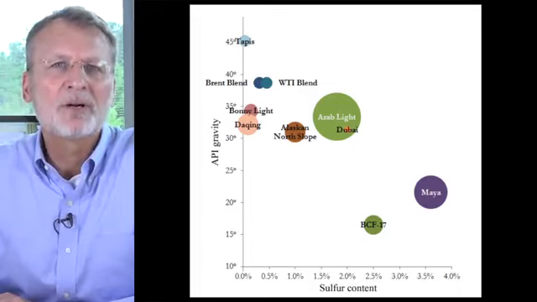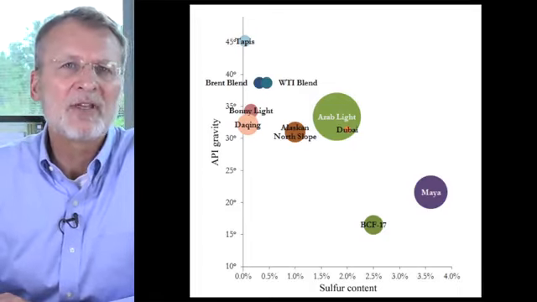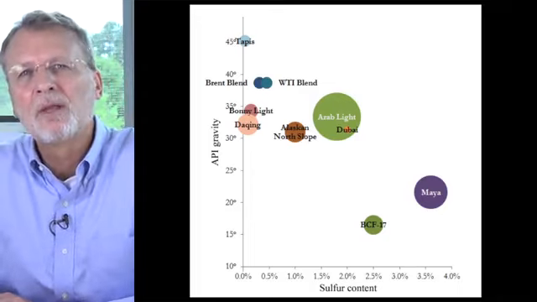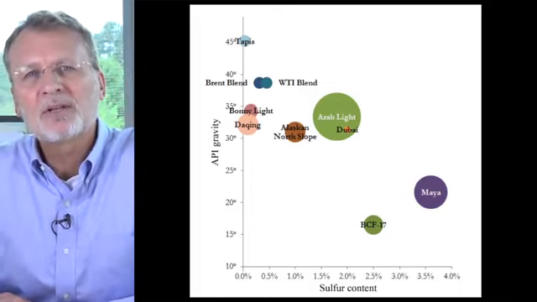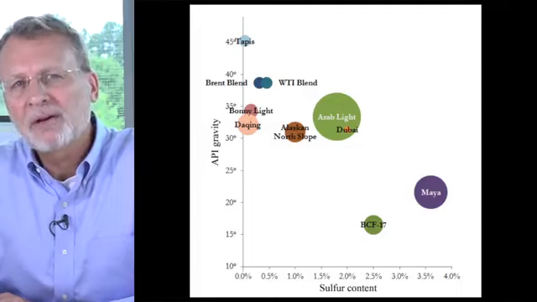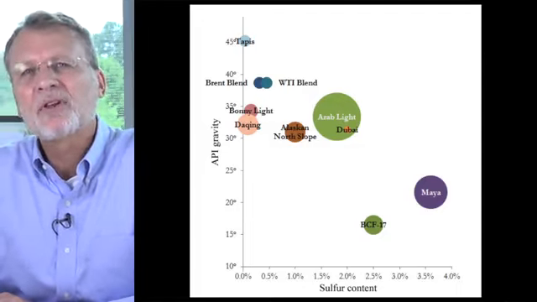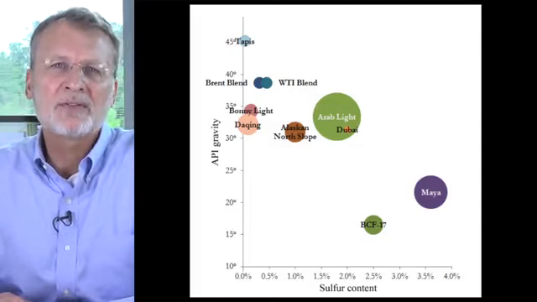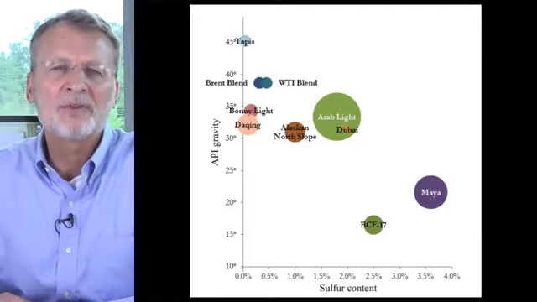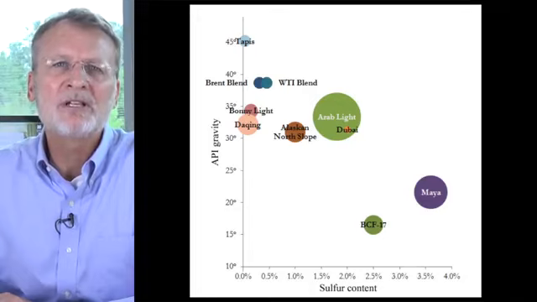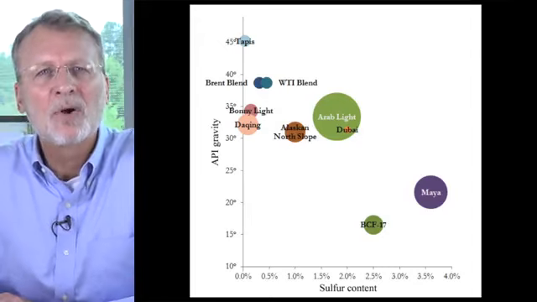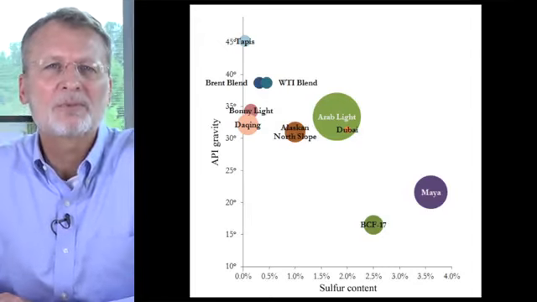Other common benchmarks, which are generally heavier and sourer than WTI and Brent, are also shown in this figure. The benchmarks are plotted according to their sulfur content, displayed along the x-axis, and their viscosity, displayed along the y-axis. Note that viscosity in this plot is measured in terms of API gravity, which increases as the viscosity of the oil decreases. This is why WTI and Brent plot above most of the other benchmarks.